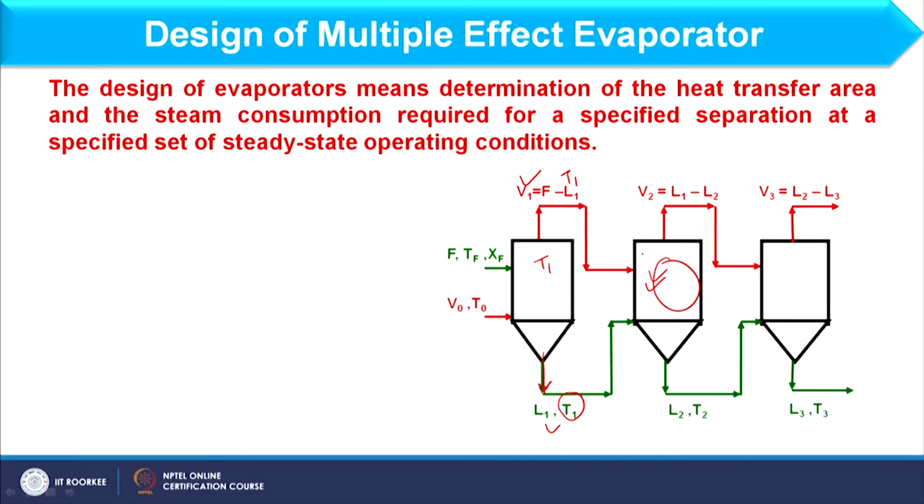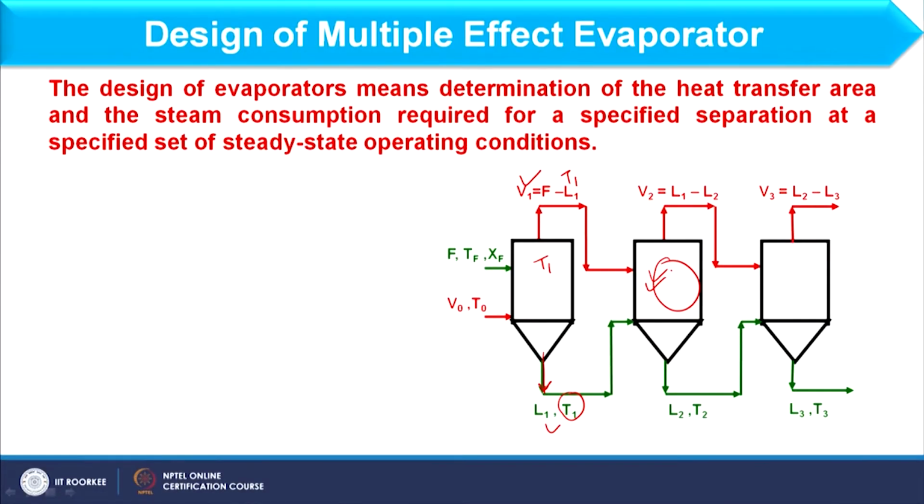Okay. If you focus on the first effect, feed is available at Tf, the effect's temperature is T1, okay, and steam temperature is T naught. So, what is the driving force in the first effect? That is T naught minus T1. In a similar way, if I consider the second effect, where is the driving force? Because both heating media as well as liquid are available at the same temperature, the driving force in this case should be 0. Is it so? No. So, how will the driving force be maintained?